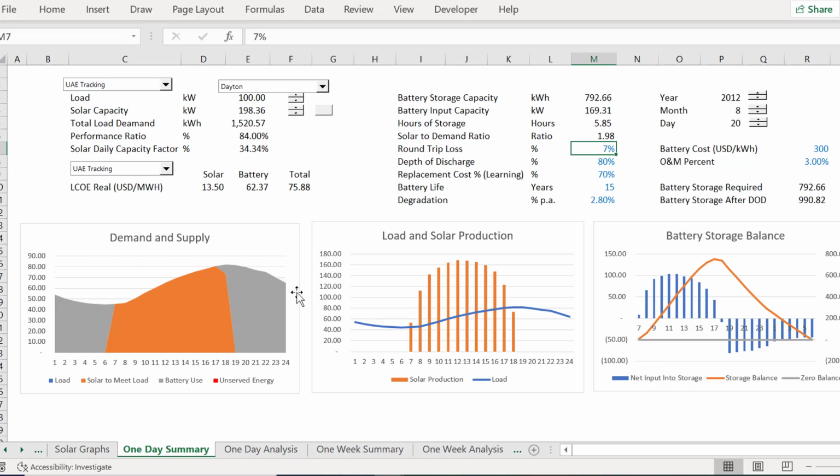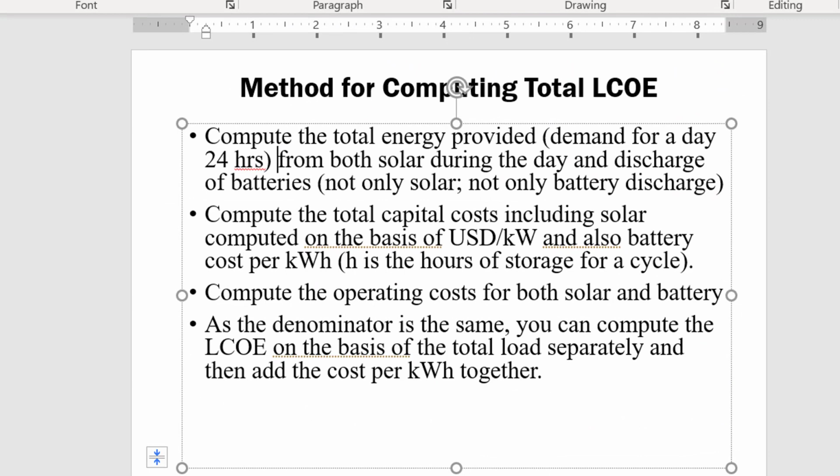This is the total demand, and this is what we meet from solar, and this is what we meet from batteries. You know what I should do? I almost should put a little graph at the bottom of that, shouldn't I?